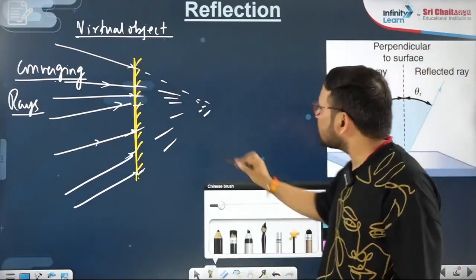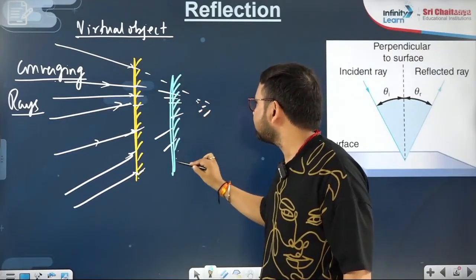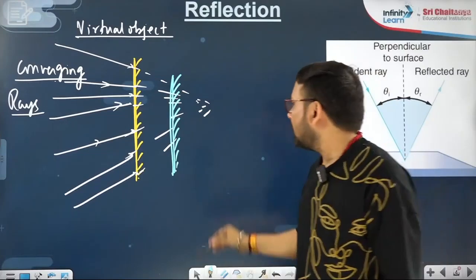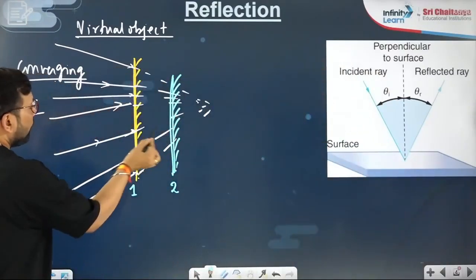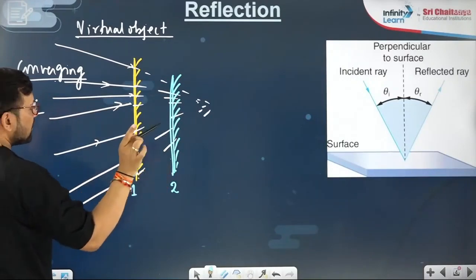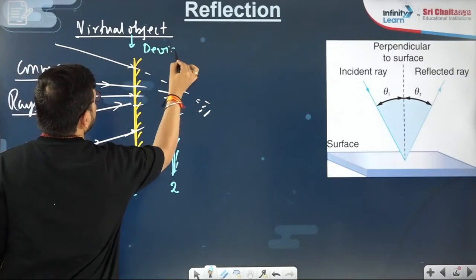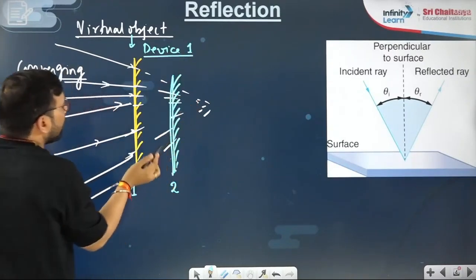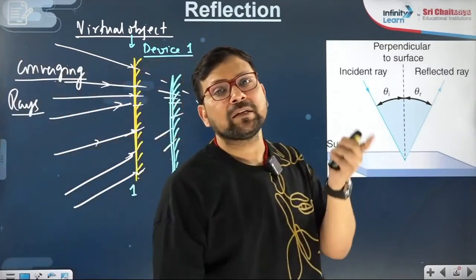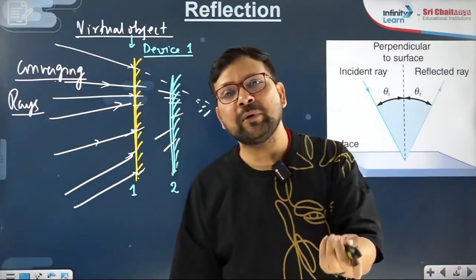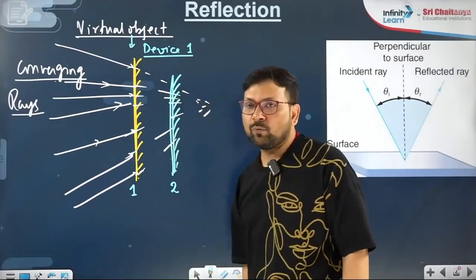Now, if I place one more mirror here, one more device is here. Got this? Now this is device number 1, this is device number 2. What will happen to this device number 2? My question to all of you: it is a virtual object for device number 1. Now what is this for device 2? For device 2, is it a virtual object, real object, virtual image, real image? Tell me the nature of this ray, what it will be.